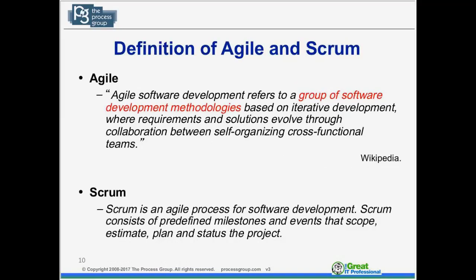So the manifesto, this is put in quotes, is really just a copy from a wiki page version of it. So the definition of Agile software development refers to a group of software development methodologies based on iterative development, and really ends up with evolving collaboration, self-organizing teams that are cross-functional. That's the basic definition of an Agile team.